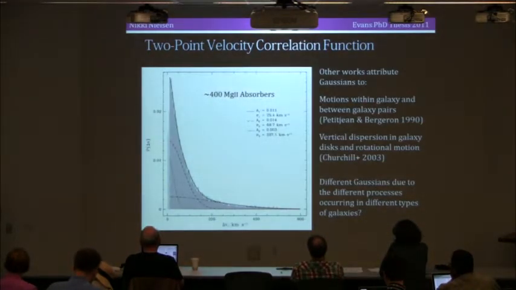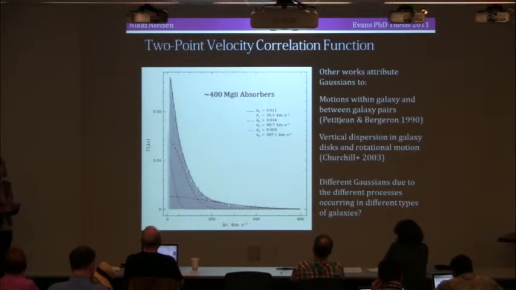Previous works have used the TPCF to understand what's going on with the absorption in magnesium-2. Most recently, Jessica Evans, for her thesis, used 400 magnesium-2 absorbers and calculated this TPCF here, which is the gray shaded histogram. Previous works, including Jessica, fit several Gaussians to the TPCF to try and understand what's going on here. I'd like to point out Churchill 2003 fit two Gaussians to their TPCF and attributed those to the vertical dispersion of gas in the galaxies themselves, and then the rotational motion around the galaxy.